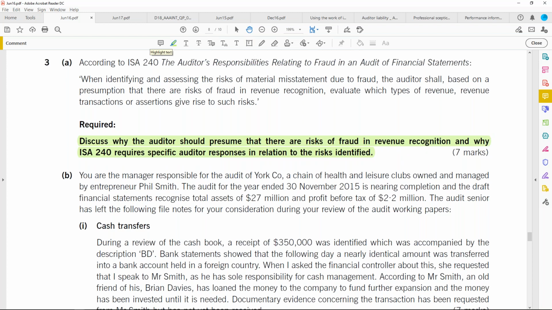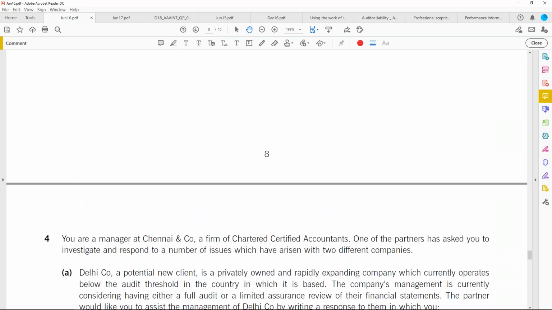Once you read the article on ISA 240, you can solve these 7 marks in just 5 minutes because everything is covered in the article. Knowledge. Discuss why auditor should presume there is a risk of fraud in revenue recognition, and so on. ISA 240, 7 marks. Read the ISA 240. Then you go down and you find question number 4.